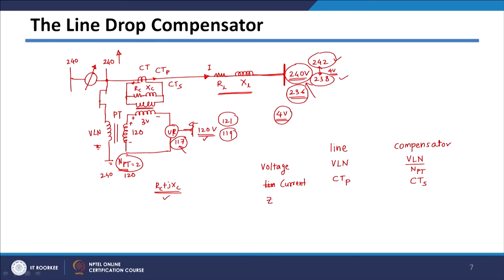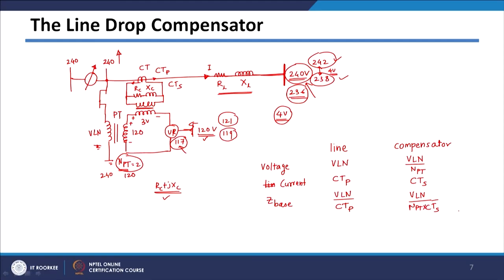And if you calculate Z base, the impedance base, in this case the impedance base will be VLN divided by CTP, and in this case it will be VLN divided by NPT, and it should be divided by CTS. So, CTS also will come down, so it will be multiplied by this one. So, for the compensator circuit your base impedance will be VLN divided by NPT into CTS.